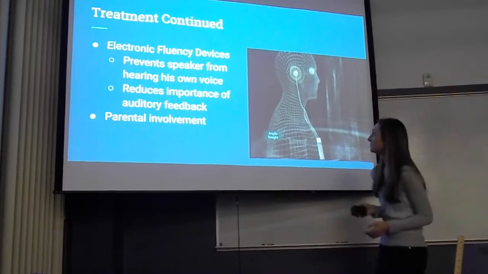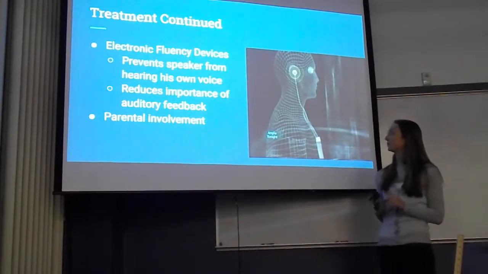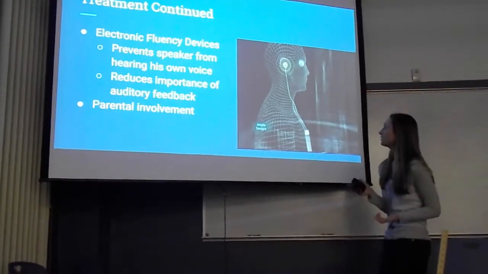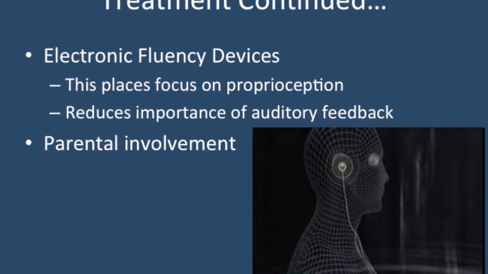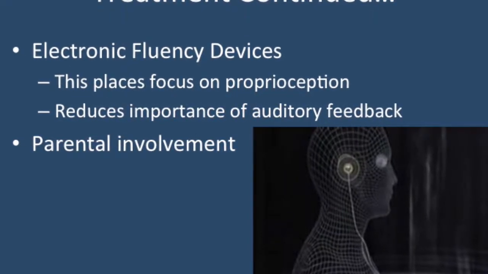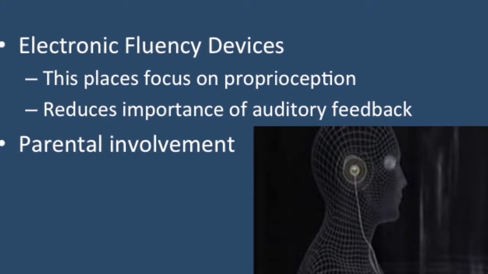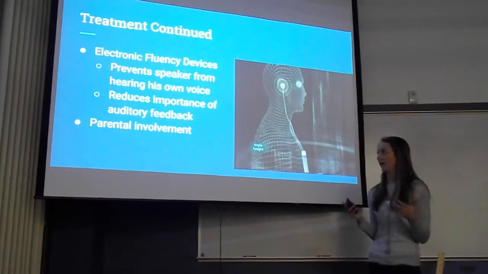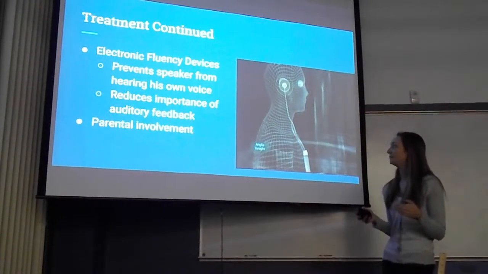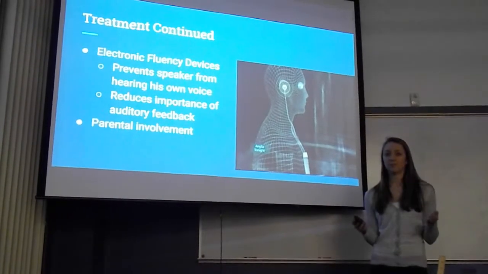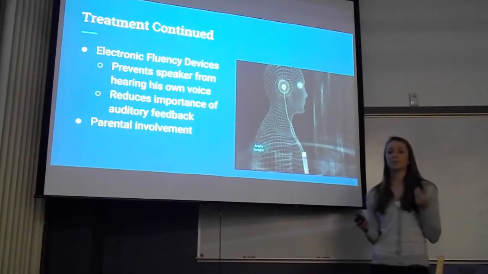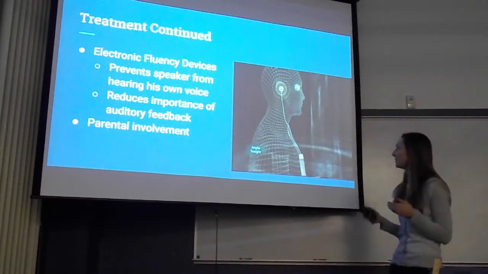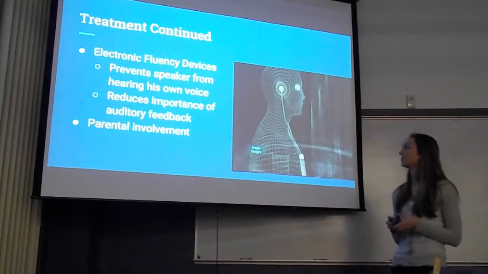Some more treatment strategies include the electronic fluency devices, which I mentioned previously in the auditory cortex. And so what an electronic fluency device does, it will either provide white noise through the ears of the stutterer, or delayed feedback, or something to alter their auditory reception of themselves. And so this reduces the importance of their auditory feedback, and they can focus more on their articulators and focus less on what is coming back into their ears. And then the other part of treatment that's crucial is parental involvement, which I'll talk about more later.